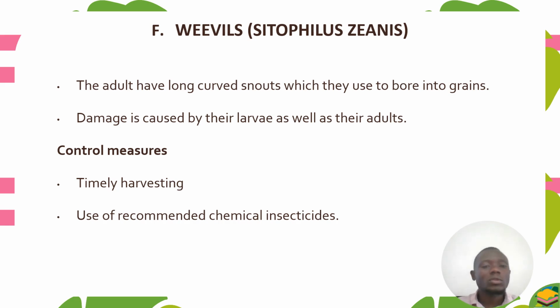So how can you control the weevils? One, we have got timely harvesting. If you harvest timely, it means you are controlling the weevils, because if you delay in harvesting, the weevils will attack. Then use of recommended chemicals or insecticides is also one way of controlling these weevils.